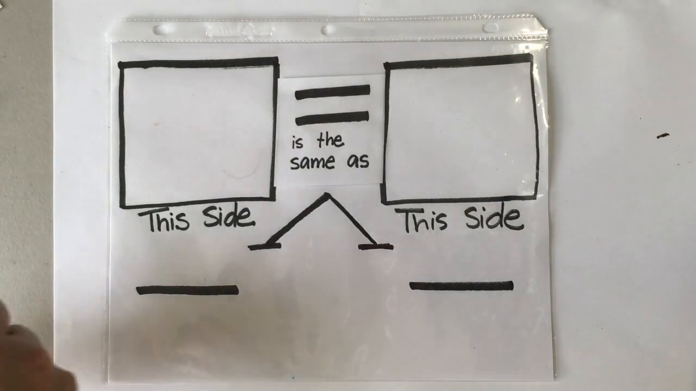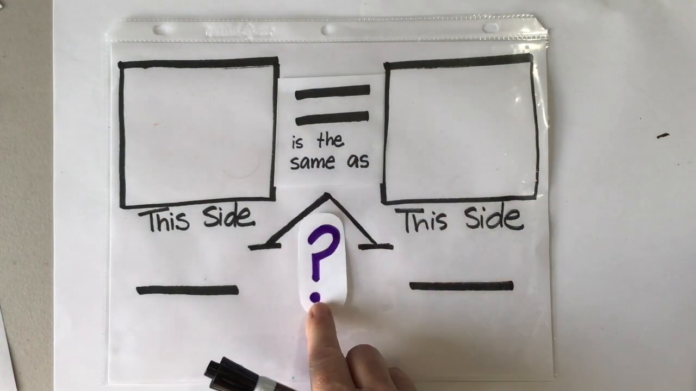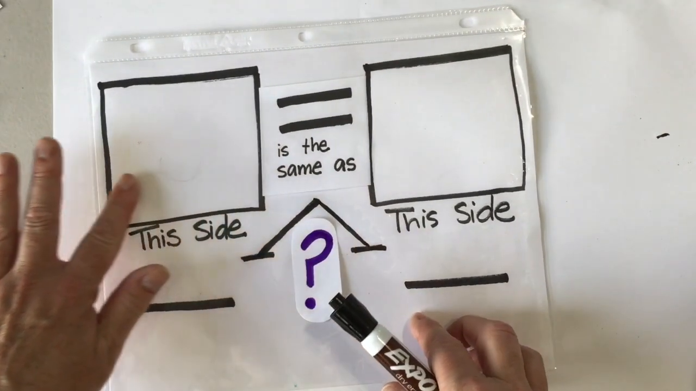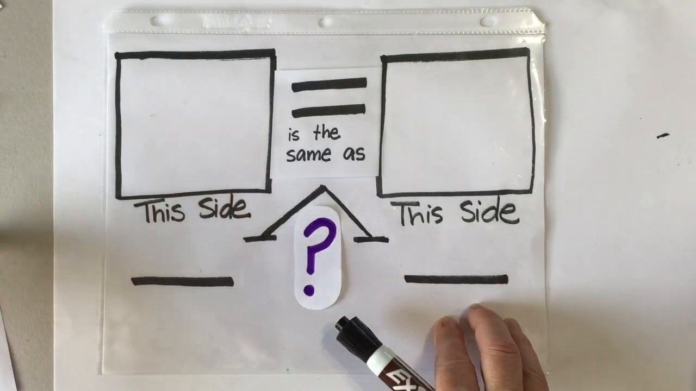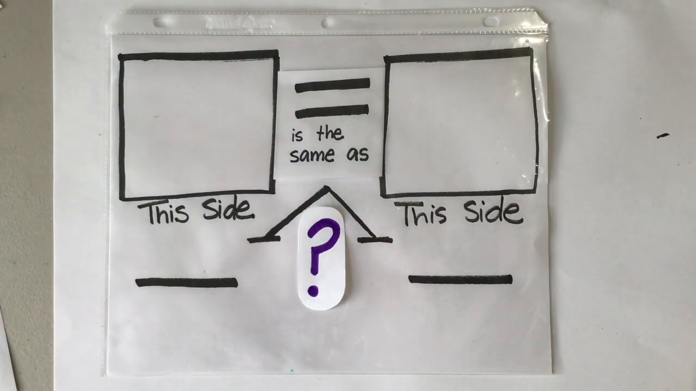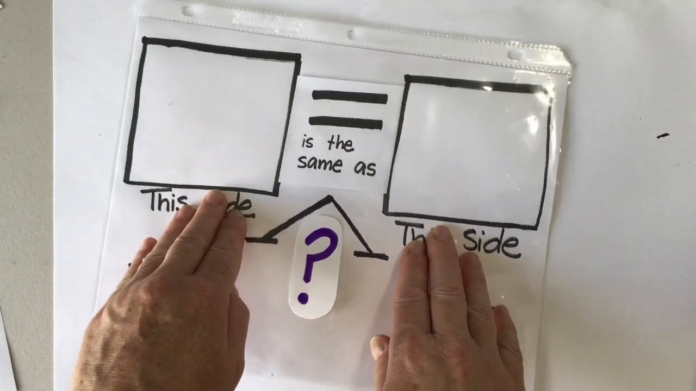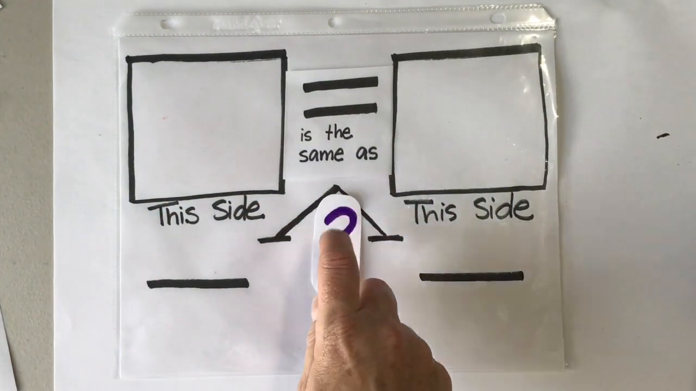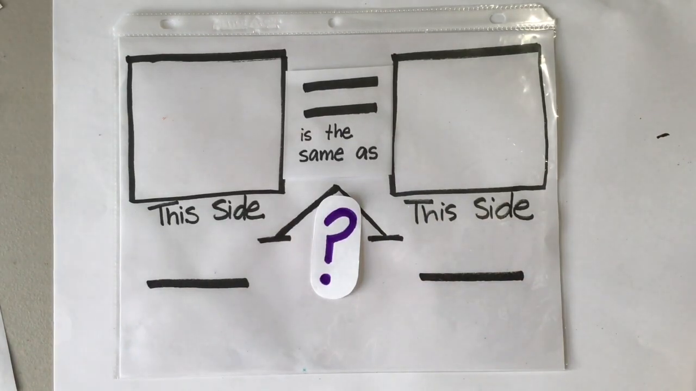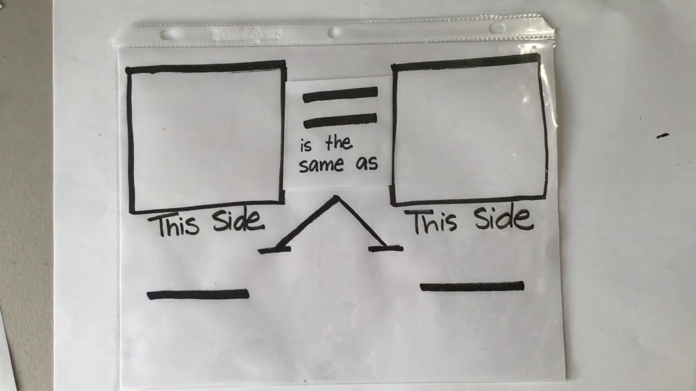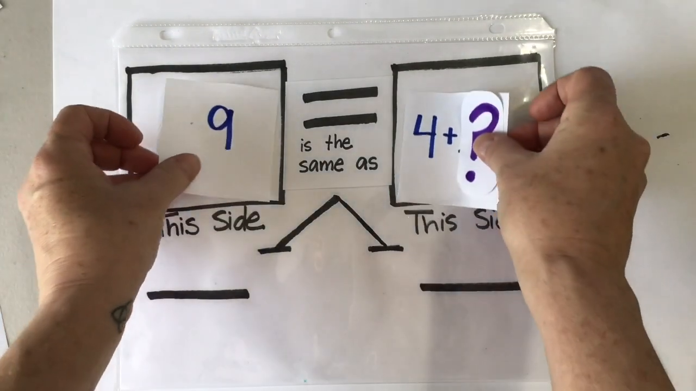All right, we are going to use this question mark symbol today to cover numbers in our equations. And sometimes when we have equations, we don't have all the information that we need. A number is missing, but we can figure it out. All we have to do is make sure both sides of the equal sign are the same. So today I'm going to hide numbers, and we are going to use our brains and our number charts, and we are going to find the missing numbers.